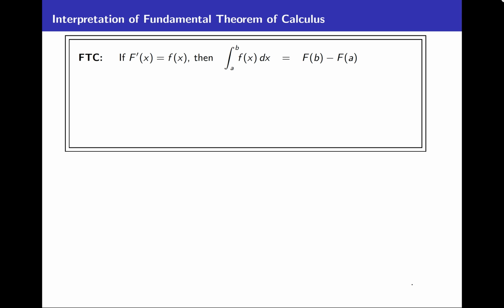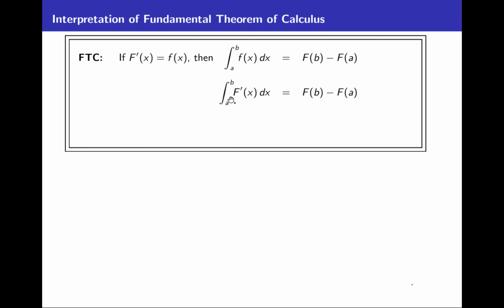Next, we're going to talk about an interesting interpretation of the fundamental theorem of calculus related to rate of change. To describe it, let me paraphrase the fundamental theorem this way. If big F prime of x equals little f of x, in other words, if big F is an antiderivative of little f, then the integral from a to b of little f of x dx equals big F of b minus big F of a. In this setup, the integrand little f of x equals big F prime of x, so we can write this as the integral from a to b of big F prime of x dx equals big F of b minus big F of a.